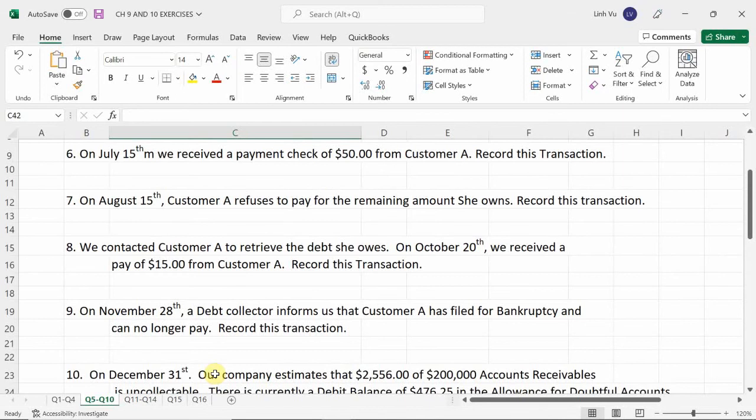Number 8, okay? We contacted customer A to retrieve the debt that she owes. But then on October 20th, we end up receiving another payment of $15 from customer A. Record this transaction. So after months and months of trying, right, we finally got into contact with customer A, and we finally got $15 out of customer A. So what do we do?